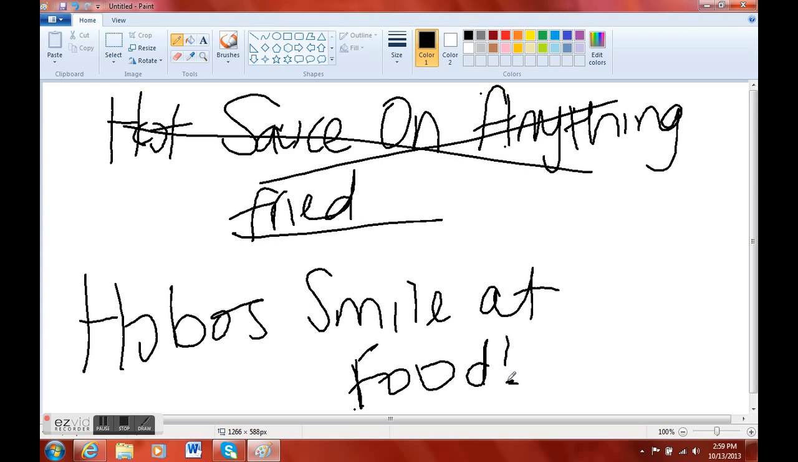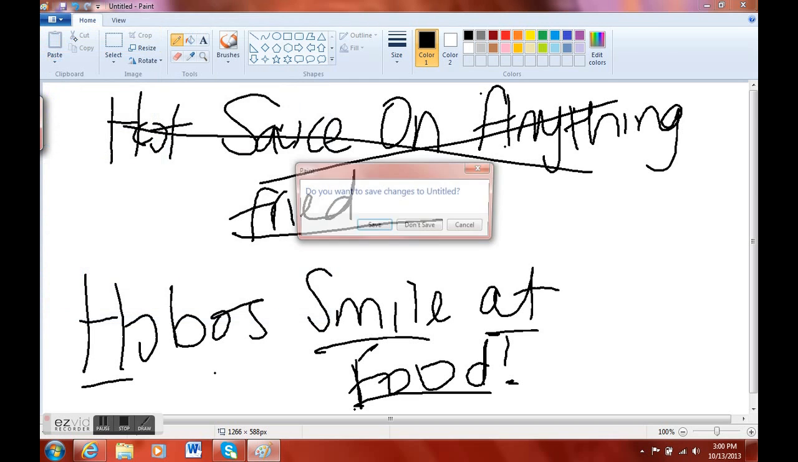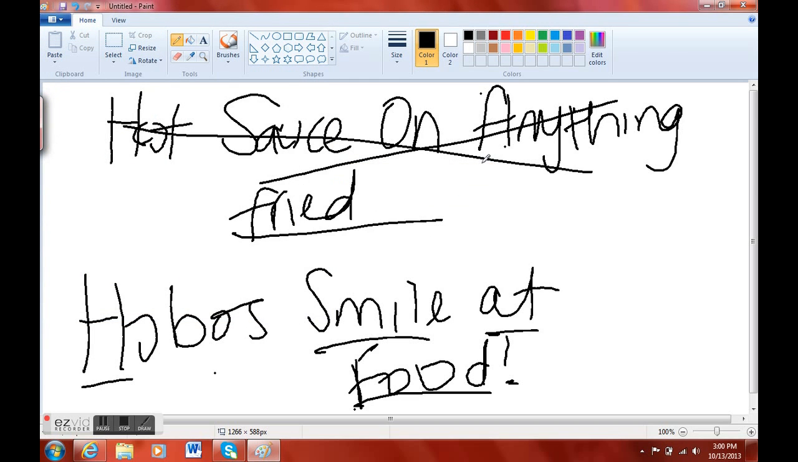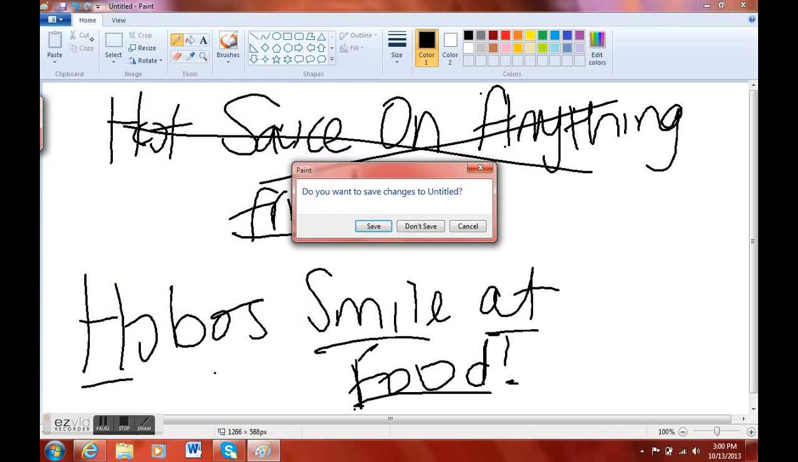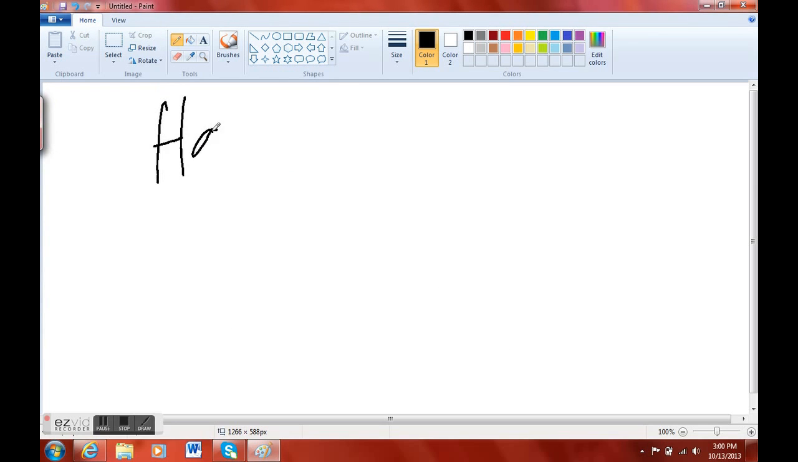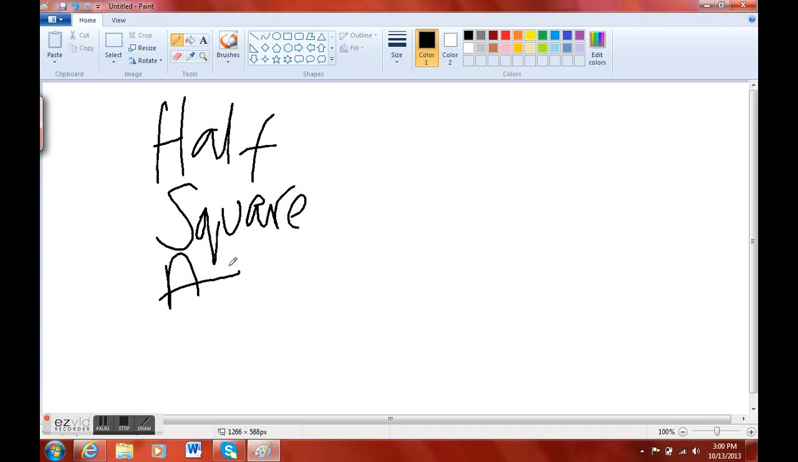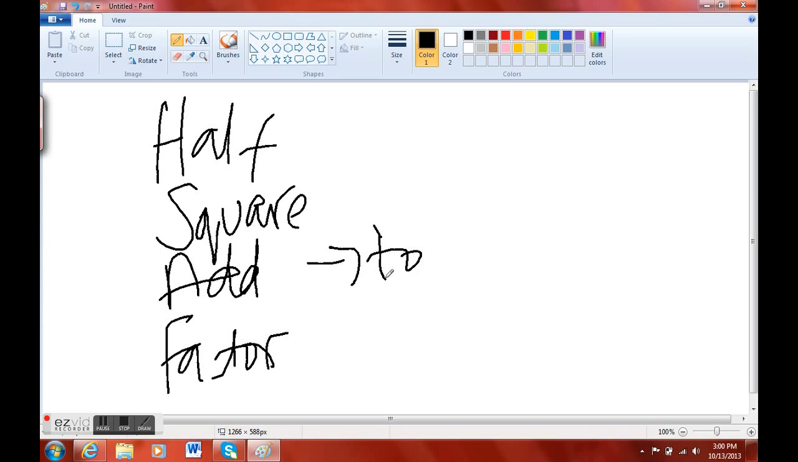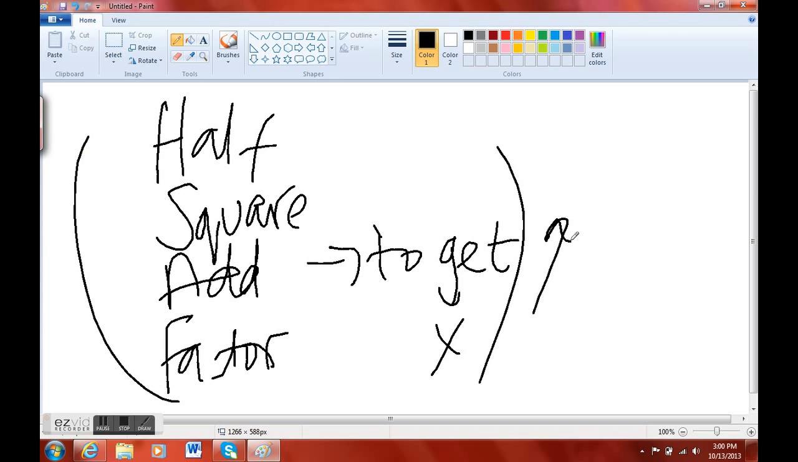That's half, square, add, factor. Hobo smile at food. Now we're gonna try it. There we go. So, hobo smile at food is again half, square, add, and then factor. And everything that I said before that, this part, is the verbal. So this is verbal. When you do that, you get x. It's the verbal definition.